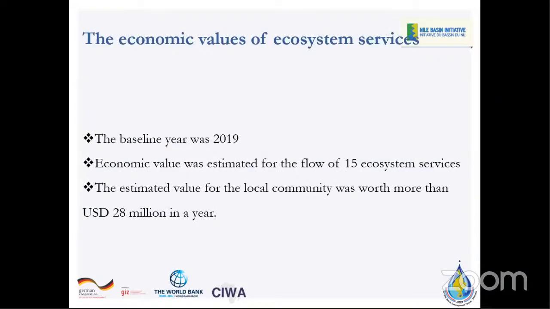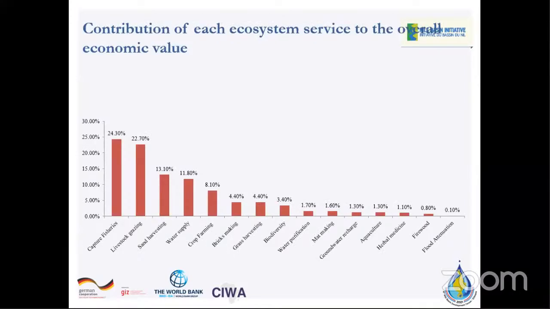So let me now present to you the economic values of the ecosystem services. As I mentioned earlier, the baseline year was 2019, we valued 15 ecosystem services, and their total value is $28 million USD per year. This graph here is a presentation of the contribution of each of the ecosystem services as part of the entire package that was valued. And capture fisheries, as you can see, has the highest contribution in terms of economic value at 24%, followed by livestock grazing, sand harvesting, and the least was flood attenuation. The area appears not to be so much prone to flooding.